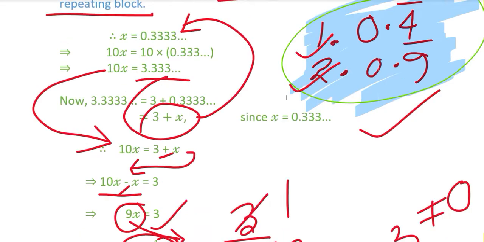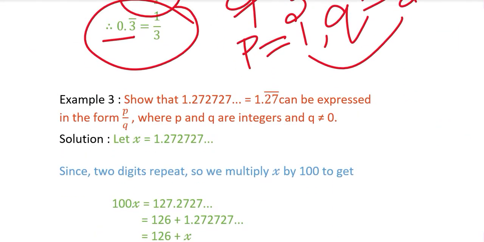Then we see a different kind of digits here. Here you can see how many digits are getting repeated.